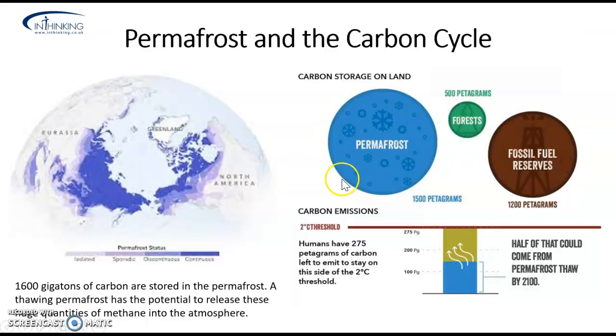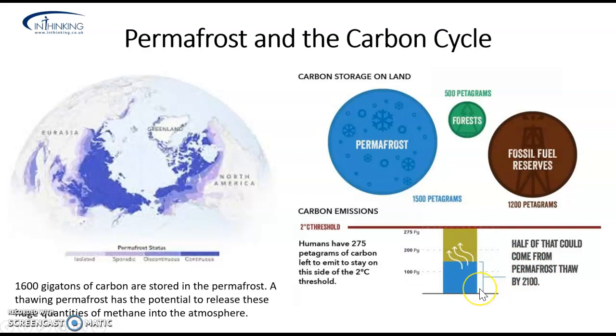And then finally, we think about permafrost. If we're thinking about carbon stored in ice, well, we saw earlier on that there's 1,600 gigatons of carbon stored in permafrost. But a thawing permafrost has a potential to release huge quantities. If we look at this here, humans have 275 petagrams of carbon left to emit to stay on the side of 2-degree threshold. But half of this could come from permafrost melt.